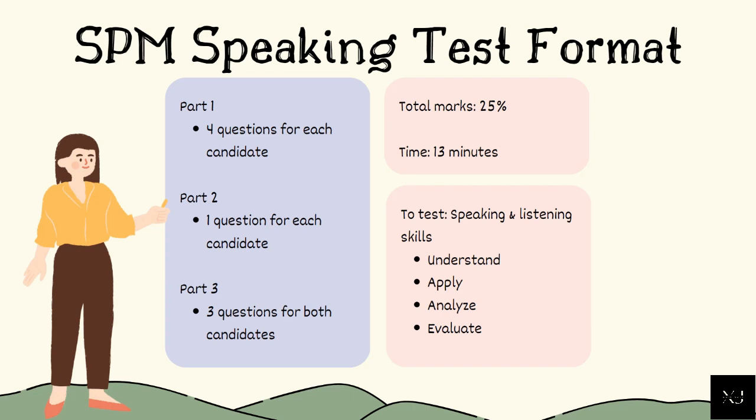For part 2, you remember for Form 1 to Form 3, candidate A gets 5 pictures and candidate B gets another 5 pictures, right? For SPM, it's actually the same, but instead of getting pictures, you are just getting words. And for part 3, it's also a discussion for both candidates, like your Form 1 to Form 3. It's very easy actually, and the total marks for your speaking test is 25%, and the total time for you to do your speaking test is 13 minutes.